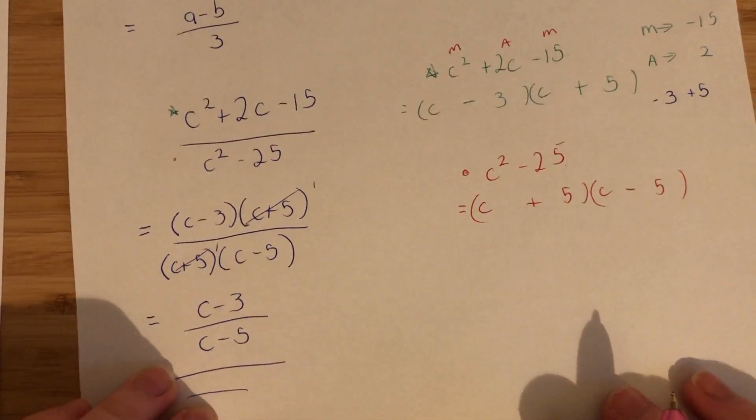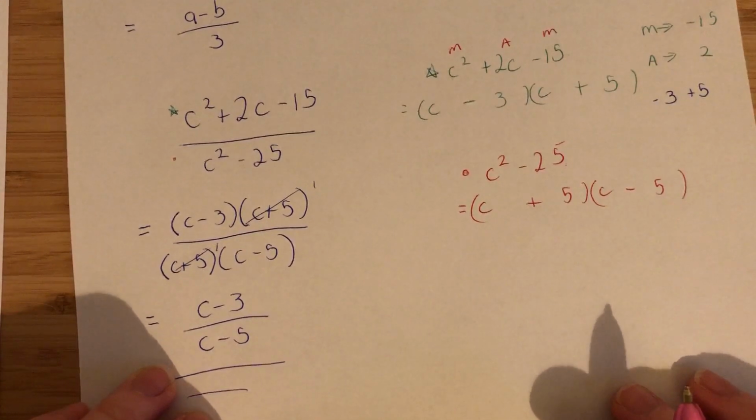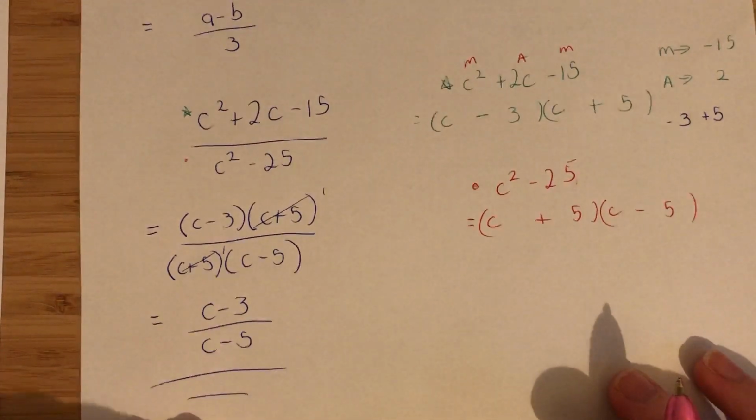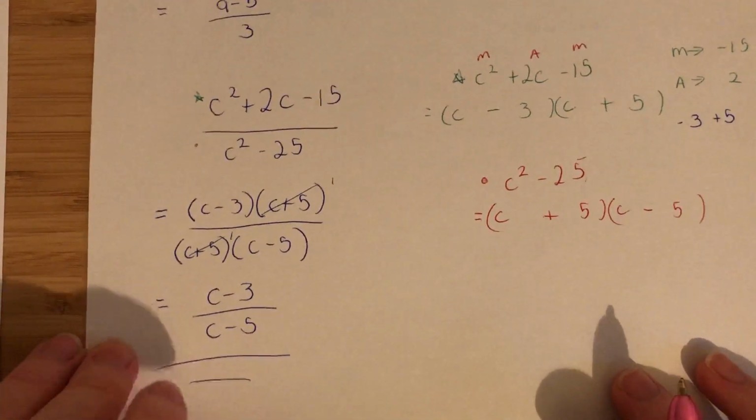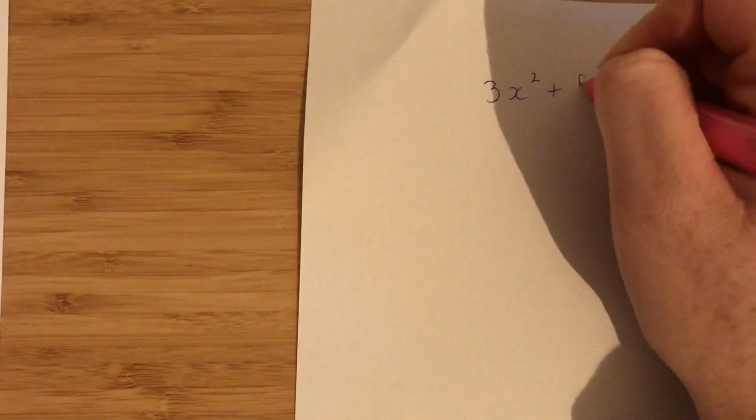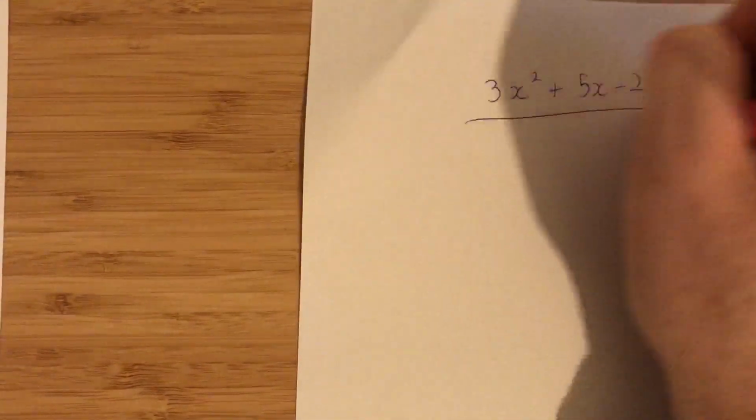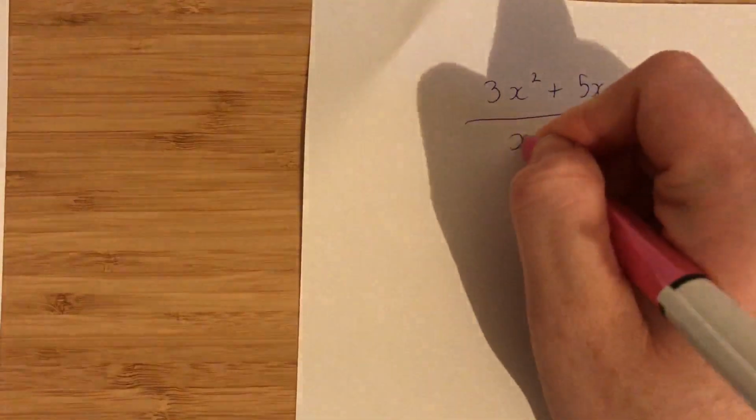They don't get much more difficult, so if you do want to try some of your own, you can. I'm going to do now one where we're factorising a trinomial that has a coefficient in front of the x squared. Right, this is the last one I'm going to do. I'm going to do 3x squared plus 5x minus 2 over x squared minus 4.